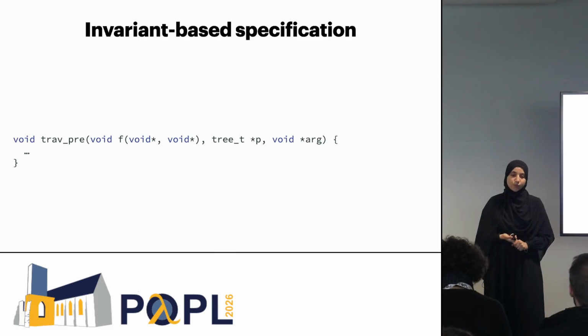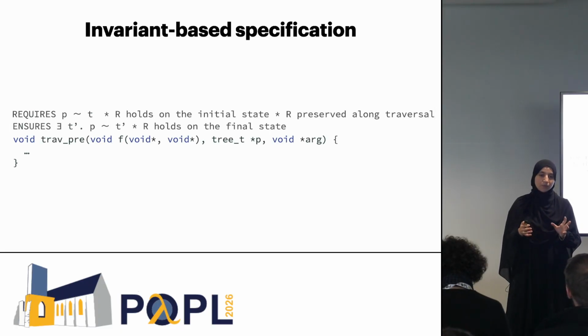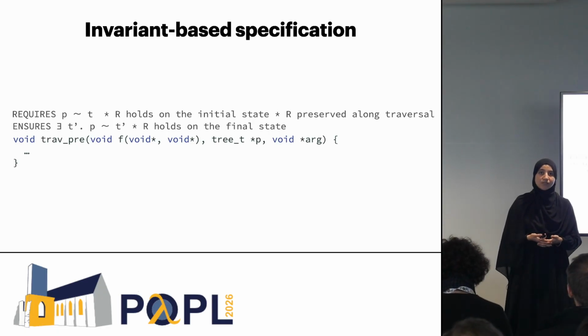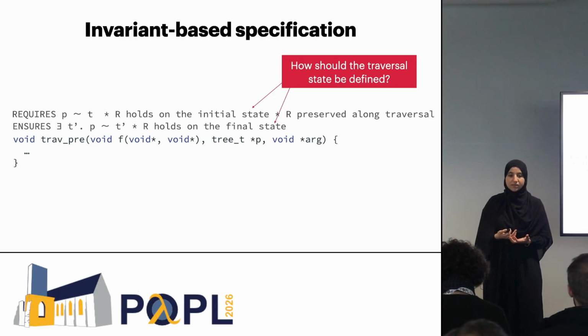What we want to do is write an invariant-based specification, which goes something along these lines. We want to parameterize our specification over some predicate R. And if R holds on the initial traversal state and R is preserved along the traversal, then we can guarantee that R will hold on the final state after the traversal. And recall that the problem with previous work was that they represented this traversal state using sequences, and this was limiting. So the question is how to define this traversal state to avoid this limitation.